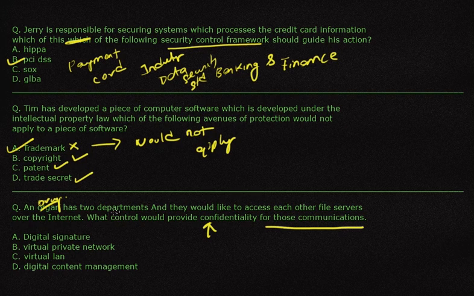Two departments would like to access file servers. So what control would provide confidentiality of the communication? Digital signature is not the correct answer, it is for integrity and source authentication. Digital content management is also a wrong answer. Virtual private network is the correct answer. Next, we will move to the next question.